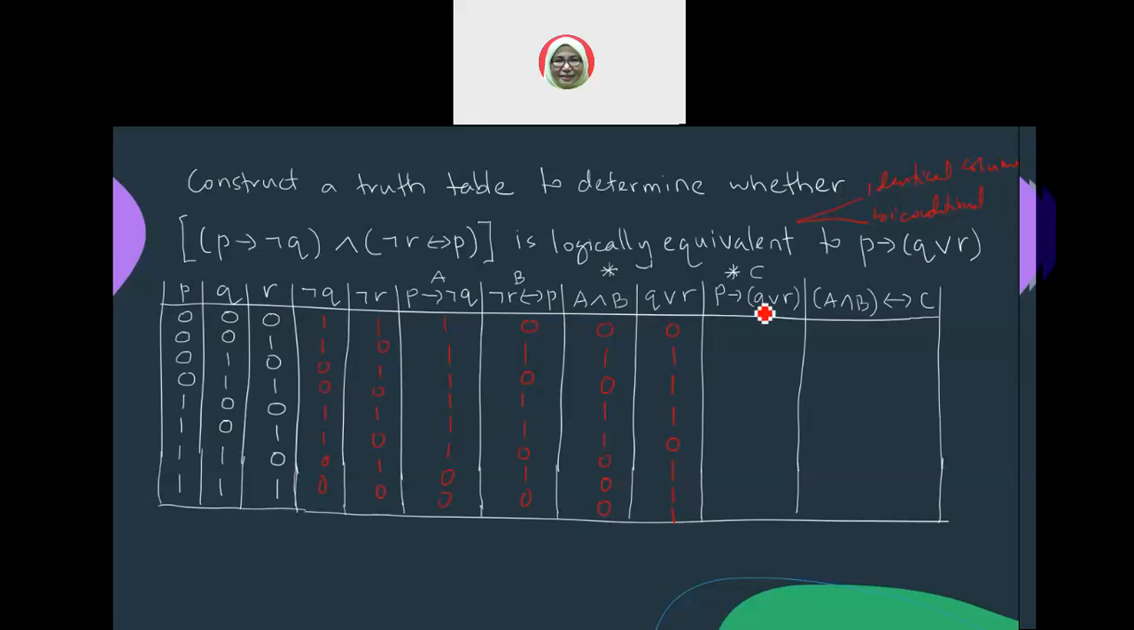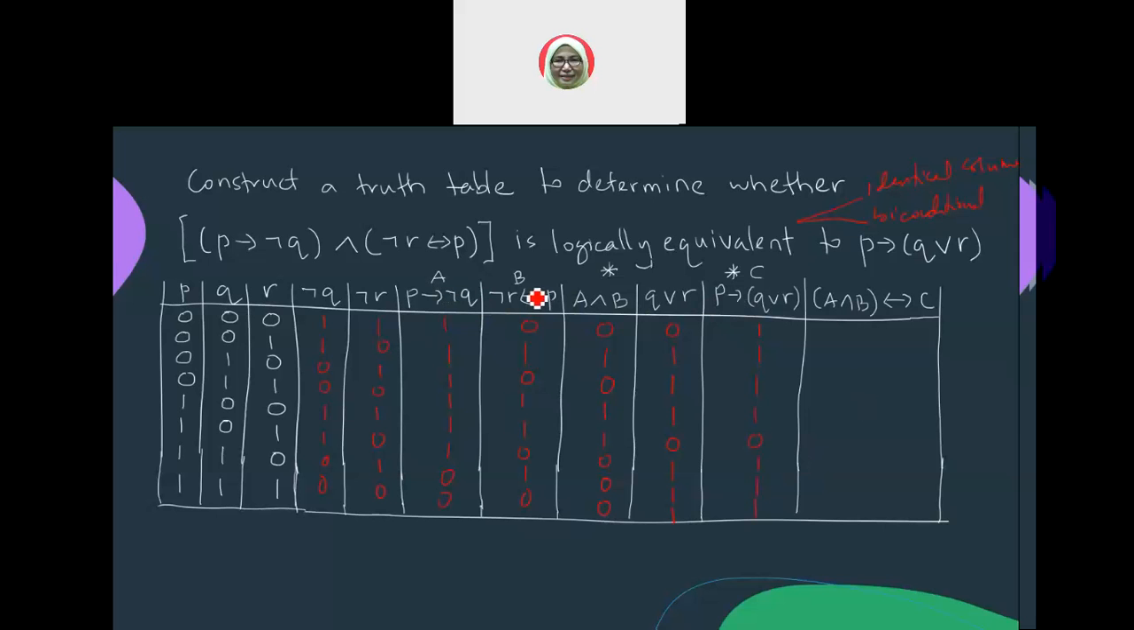Okay. P implies Q or R. Here this column: P implies Q or R. 0 implies 0, you get 1. 0 implies 1 is 1. 0 implies 1, 1. 0 implies 1, 1. 1 implies 0 gives 0. 1 implies 1, 1. 1 and 1. Okay. Now next one is what?